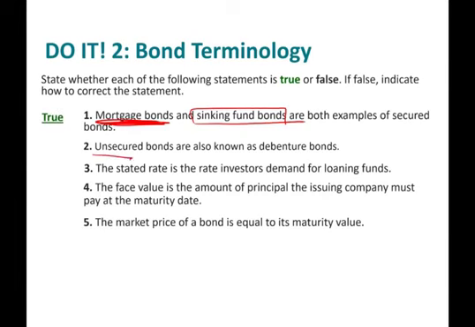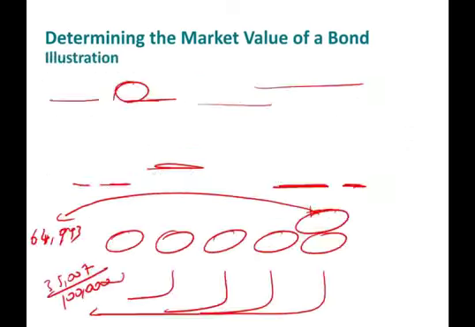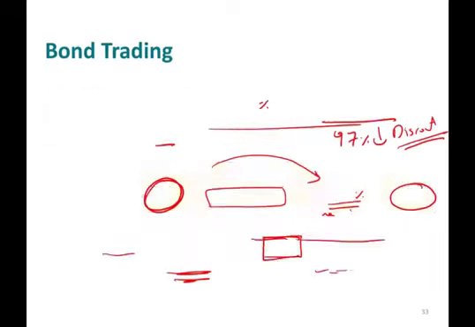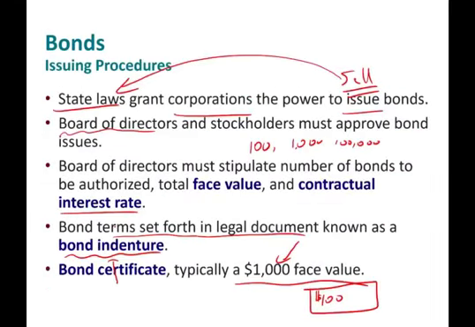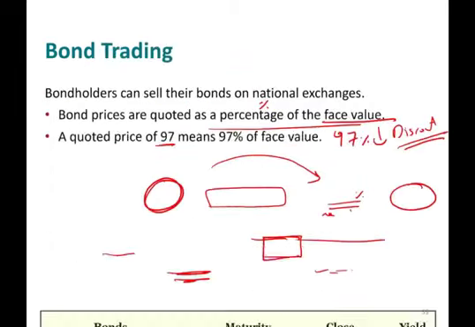Unsecured bonds are also known as debenture bonds. Yes, that's true as well. It's a term you need to be familiar with. Debenture. And don't confuse debenture with the term indenture. Some students confuse them, because I know many students have this problem. Bond indenture. Indenture is the contract. So don't confuse the two.